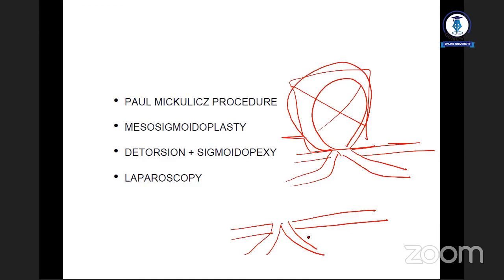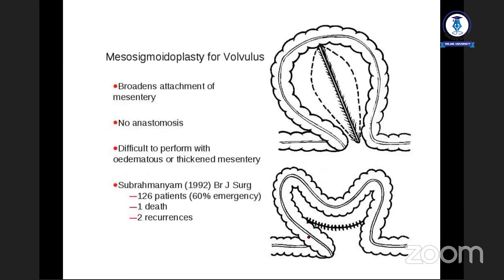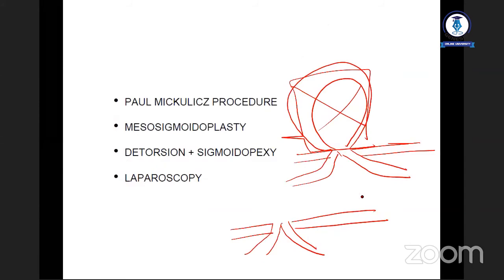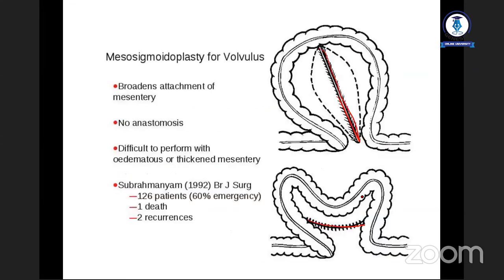Mesosigmoidoplasty, I actually have a picture of it. This is not very important, you don't have to learn it, but remember that we are just cutting it in a longitudinal direction and then stitching it in the transverse direction, which shortens the mesentery or widens the mesentery. The length is decreased, but the width is increased. There's usually less chance of torsion. This is not commonly done. Paul Mikulicz's procedure sometimes is done, but most of the time Hartmann's procedure is done.